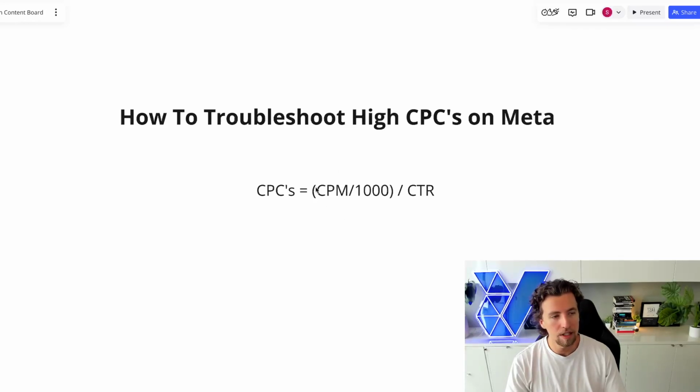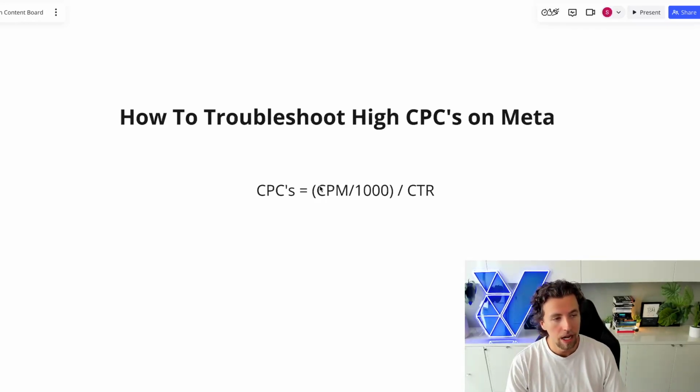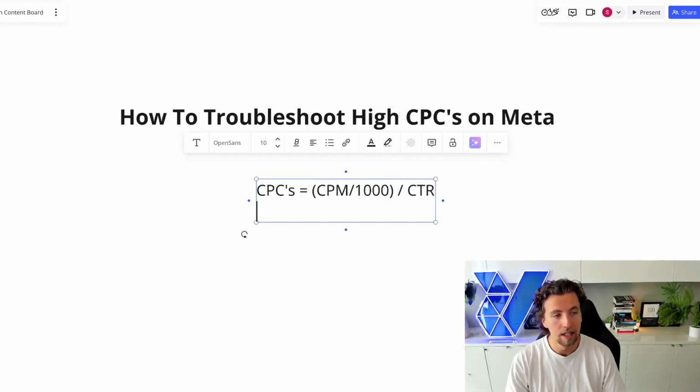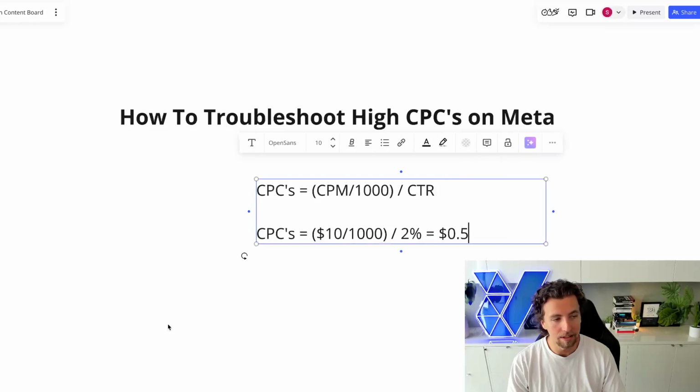So how expensive is it for you to actually place ads in front of 1,000 people? And then what's the click-through rate of those 1,000 users? And so specifically, CPCs equals CPM divided by 1,000 divided by CTR. An example of what this might look like is if you have CPMs of, let's say, $10, it's $10 divided by 1,000, and maybe then your click-through rate is 2%. That means that your cost per click is going to come out at 50 cents.